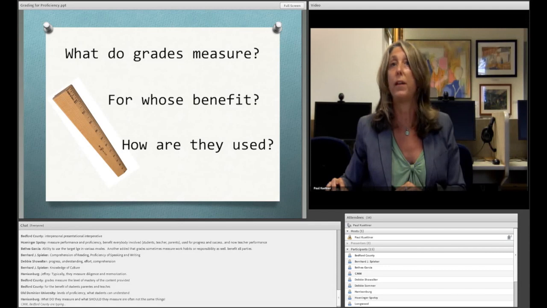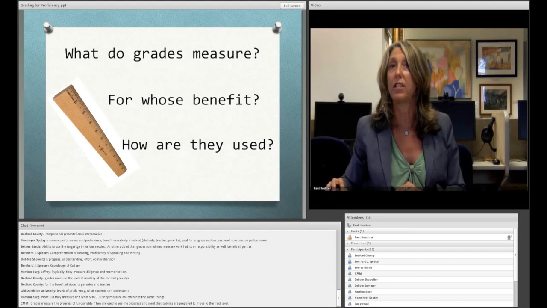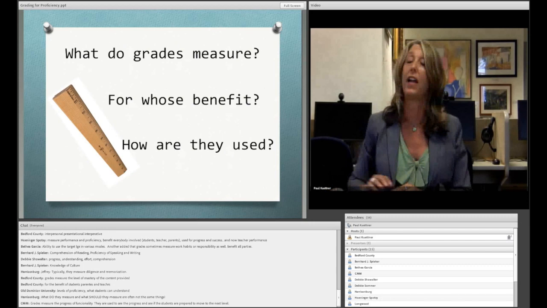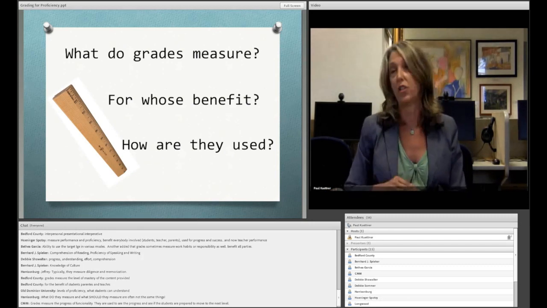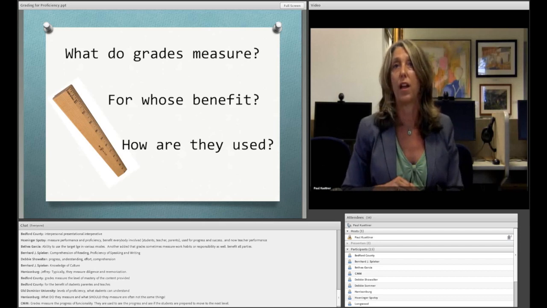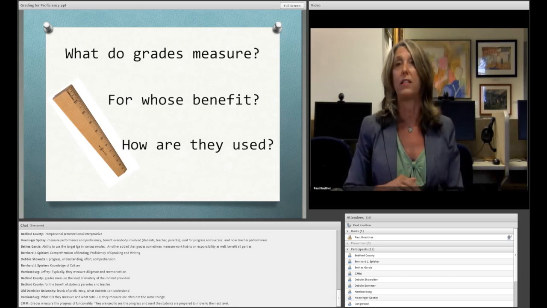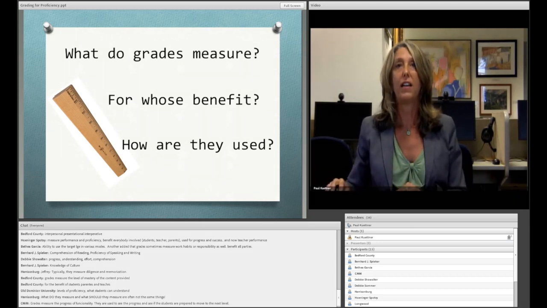Grades measure the ability to use the target language in various modes. And grades sometimes measure work habits or responsibility as well. That's an interesting point that we'll touch on later in terms of, are we teaching citizenship or are we just teaching the world language that we're focusing on? And for whose benefit? They are for the benefit of all these parties, these stakeholders. Another added, it's for comprehension of reading, proficiency of speaking and writing.